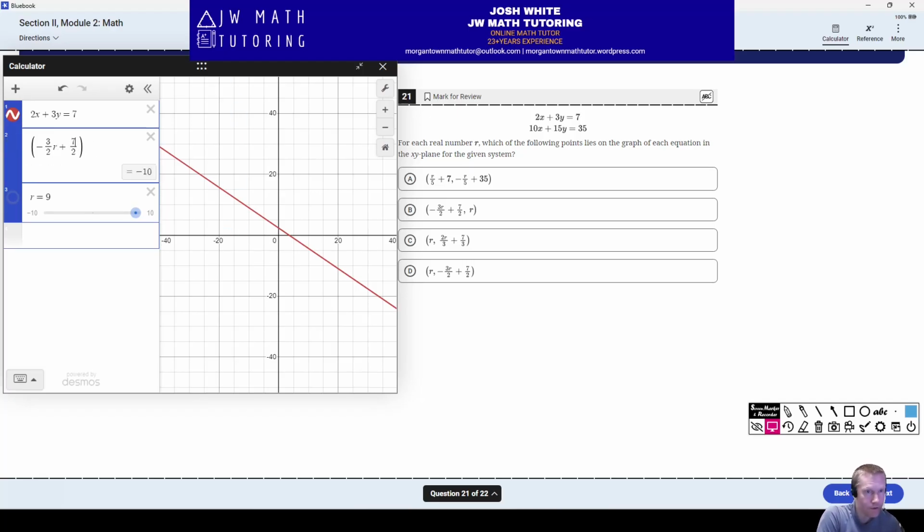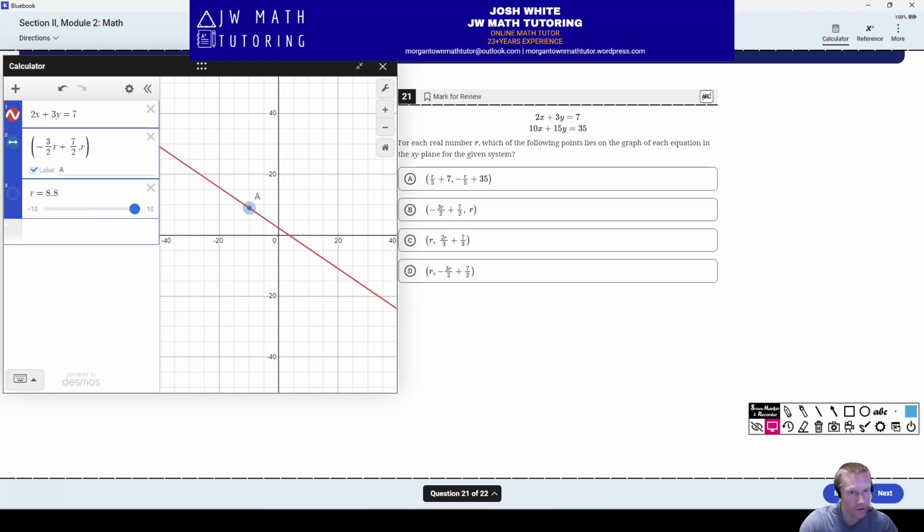Get rid of this. Okay, negative 3 halves R plus 7 is comma R. All right, so let's see what happens here. Notice this one stays exactly on the line the entire time from negative 10 to positive 10. So for all real numbers of R, at least from negative 10 to positive 10, this point is on the line, and this is the correct answer.